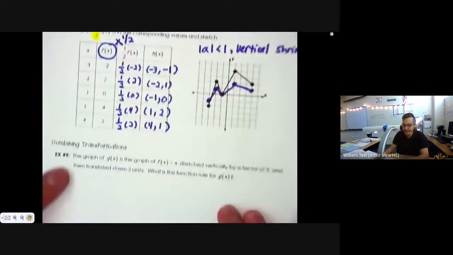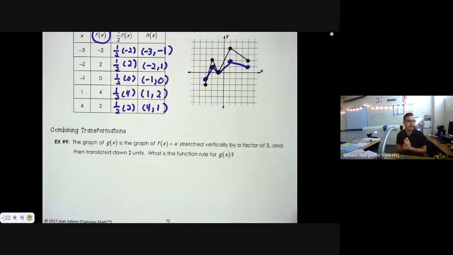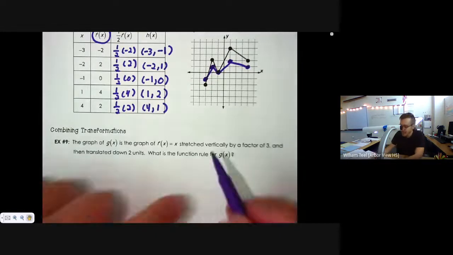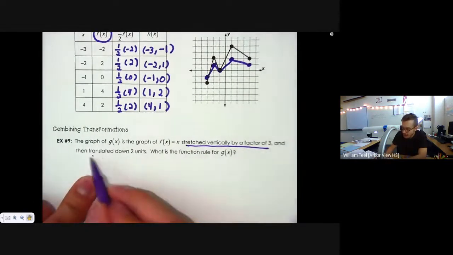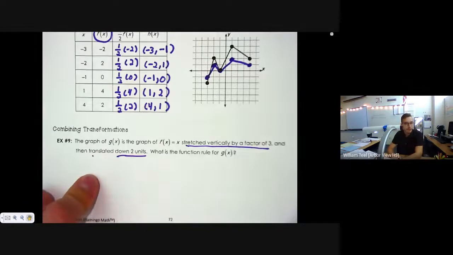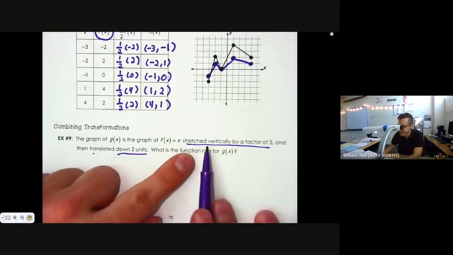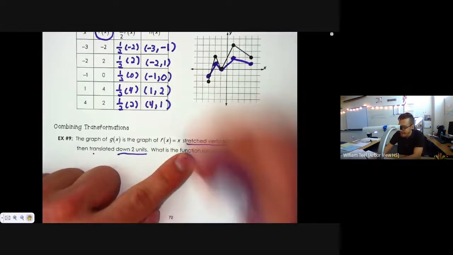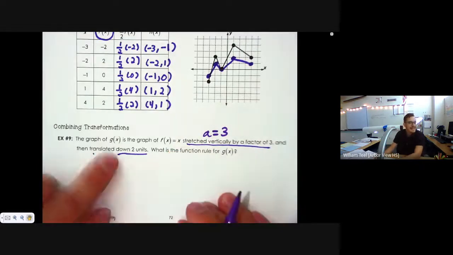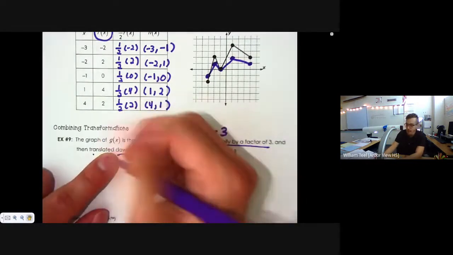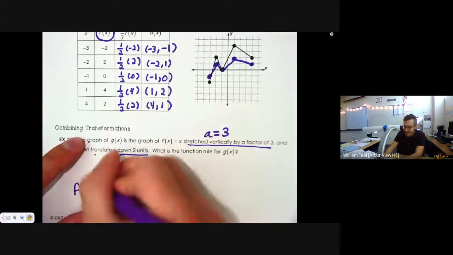All right, let's go ahead and look at combining transformations. So if I look at example number 9, the graph of g of x is the graph of f of x equals x, stretched vertically by a factor of 3, and then translated down 2 units. What is the function rule for g of x? So once again, we're going to put all these together. If we have stretched vertically by a factor of 3, that means our a value, or our value out front, is going to be equal to 3. If we have translated down 2 units, that means on the outside, we're going to have -2. We know that f of x is equal to x. This is our parent function.